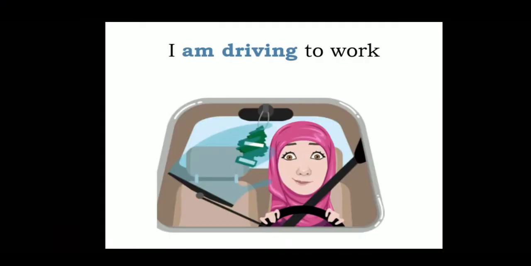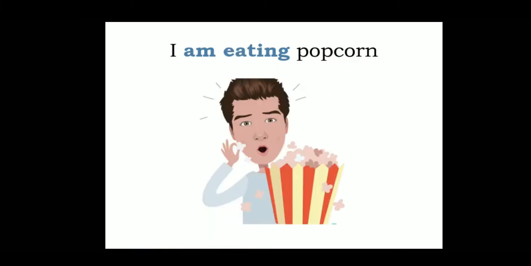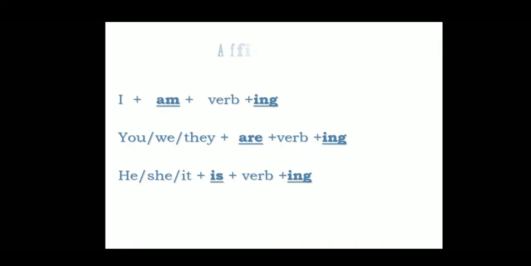Affirmative. I am driving to work. I am studying English. I am eating popcorn. So the present continuous in the affirmative form: I plus am plus verb plus ing. You or we or they plus are plus verb plus ing. He or she or it plus is plus verb plus ing.